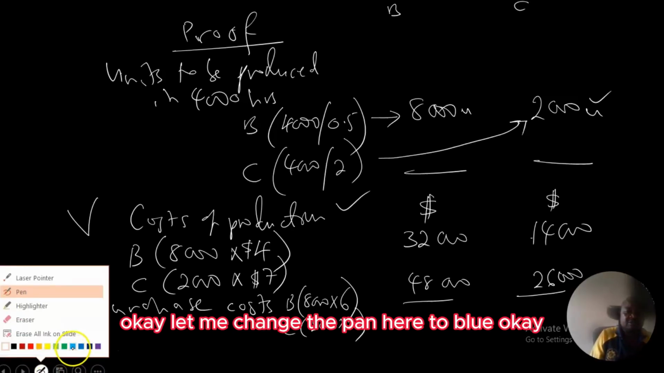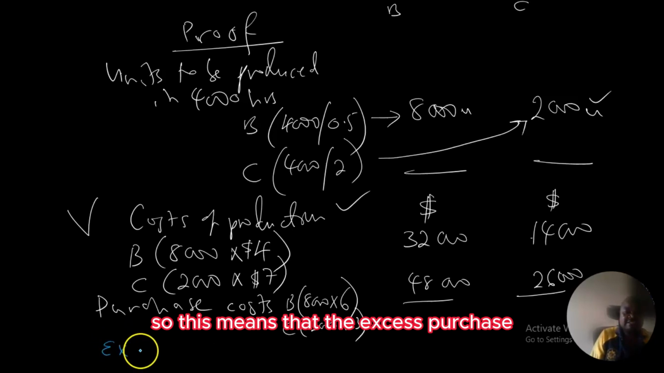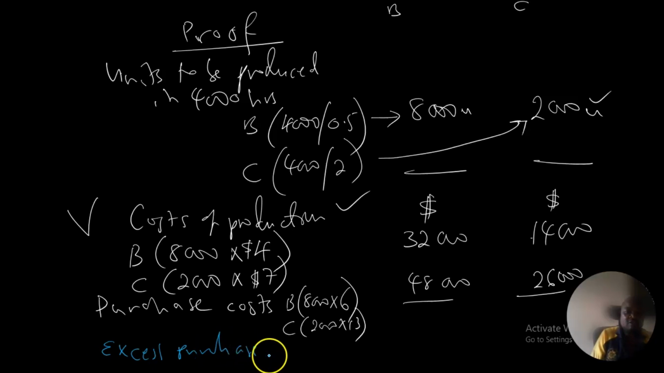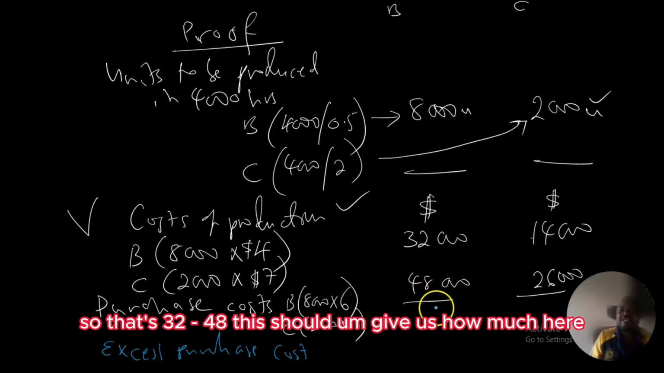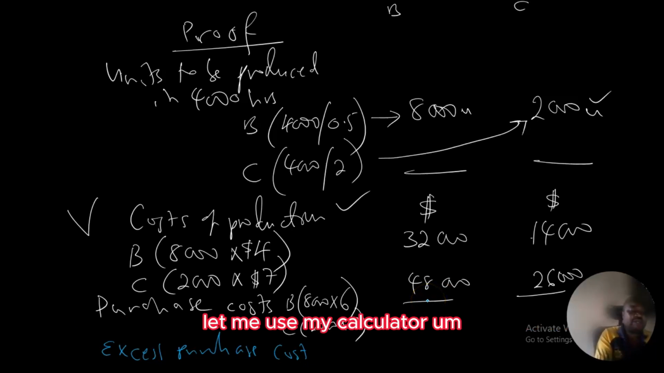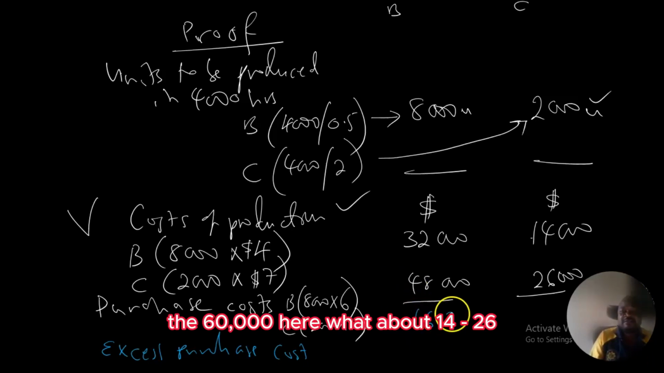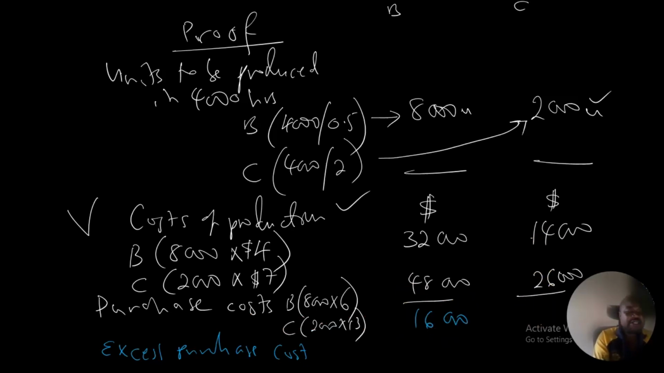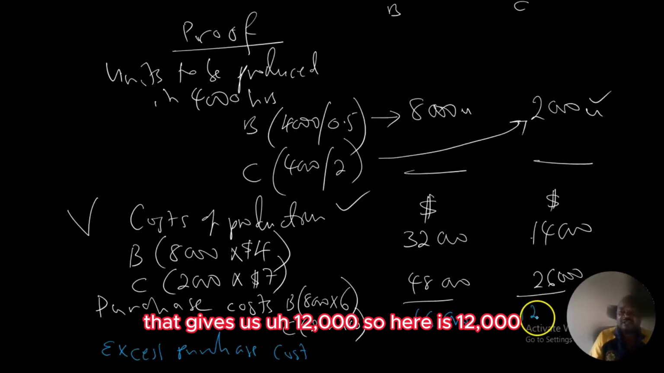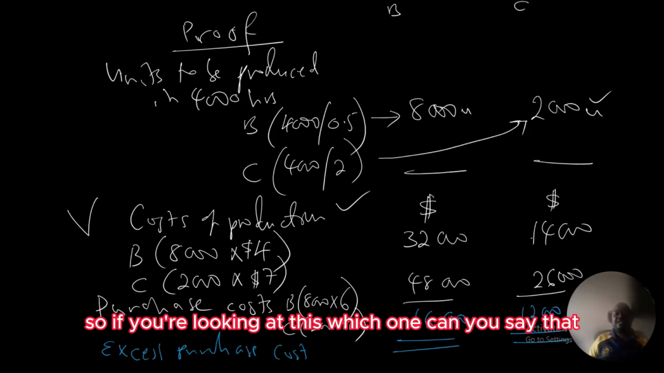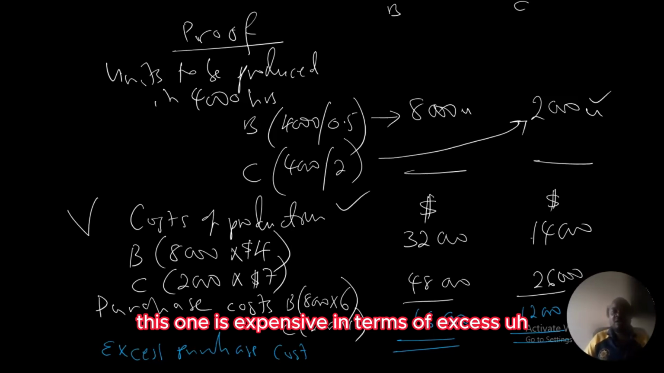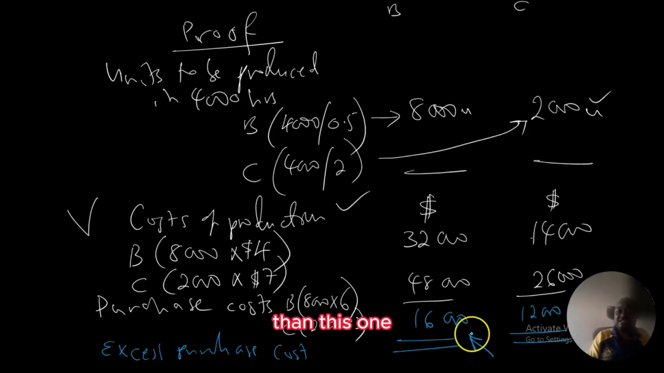Let me change the pen here to blue. So this means that the excess purchase cost would be, we separate here, 32 minus 48. This should give us how much here? Let me use my calculator. That's 16,000 here. What about 14 minus 26? That gives us 12,000. So if you're looking at this, which one is expensive in terms of excess purchase cost? You can see that this one is very expensive to be purchased than this one.